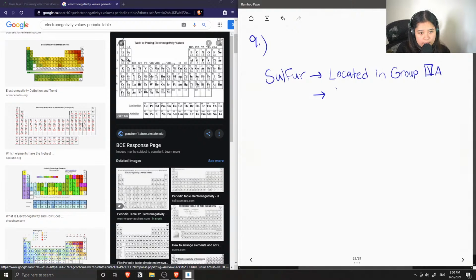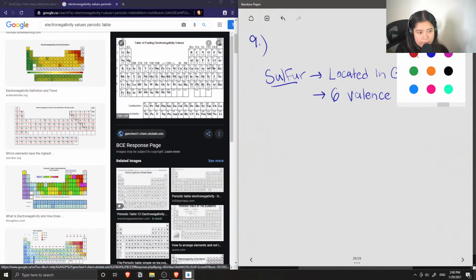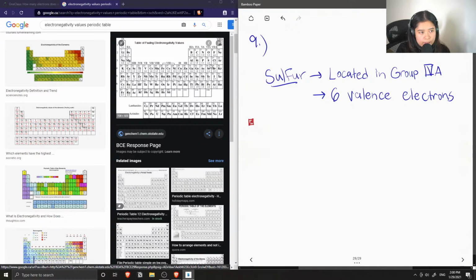So this tells us that there are 6 valence electrons. And another way of finding out how many valence electrons is by finding out the total number of electrons in sulfur. So sulfur has the atomic number of 16. So this means we have 16 protons and also 16 electrons if we have a neutral sulfur atom.